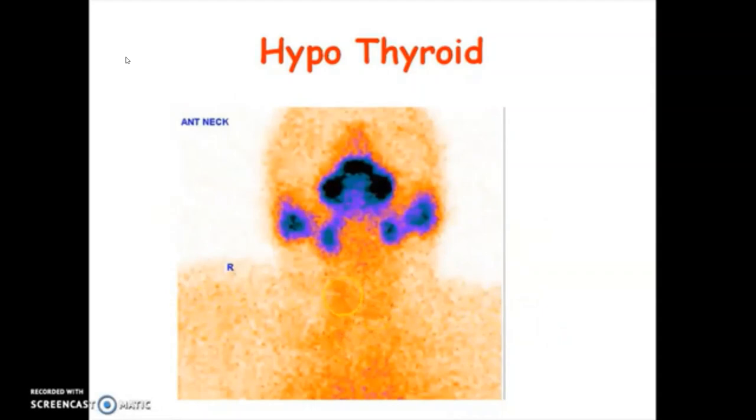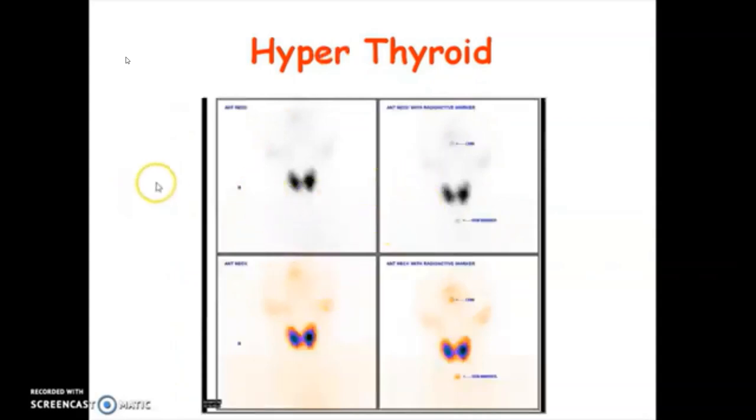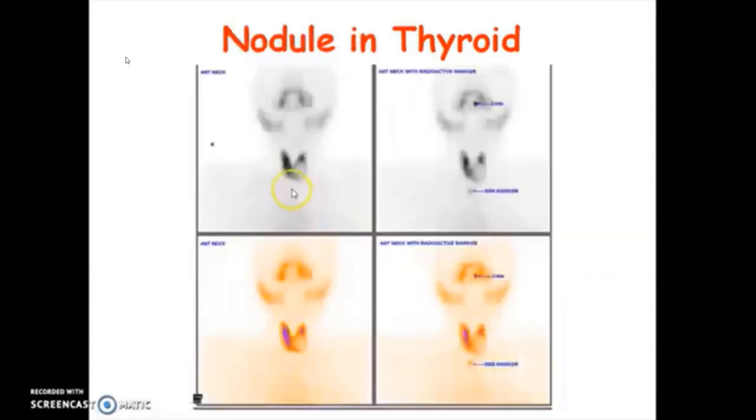Hypothyroid. What about this? Whatever isotope I have injected, everything is taken up by the thyroid gland. We are not able to see the background activity or the salivary glands. It means that its function is very high. We call it hyperthyroid. What about this?